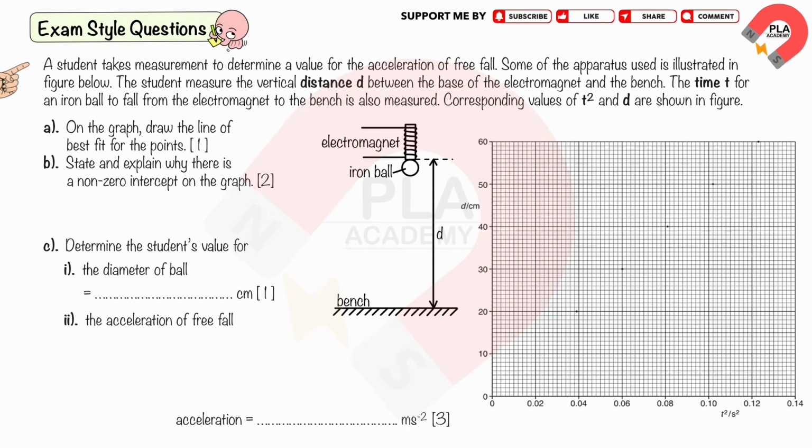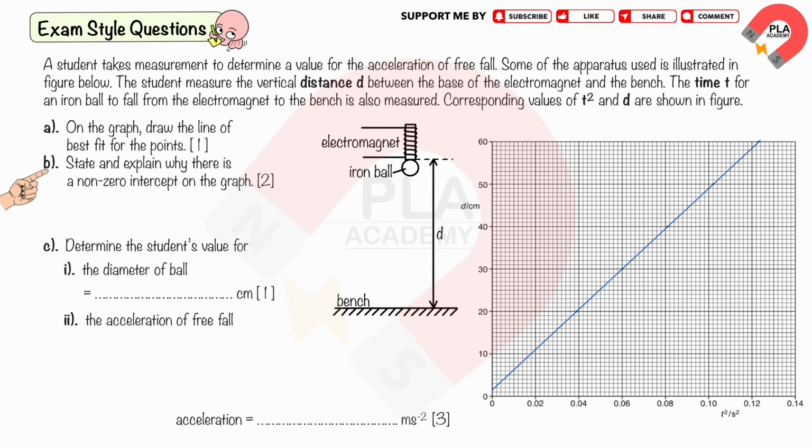Exam-style questions. A student takes measurements to determine a value for the acceleration of free fall. Some of the apparatus used is illustrated in the figure below. The student measures the vertical distance d between the base of the electromagnet and the bench. The time t for an iron ball to fall from the electromagnet to the bench is also measured. Corresponding values of t squared and d are shown in figure A. A. On the graph, draw the line of best fit for the points. So, we draw the graph, like this.